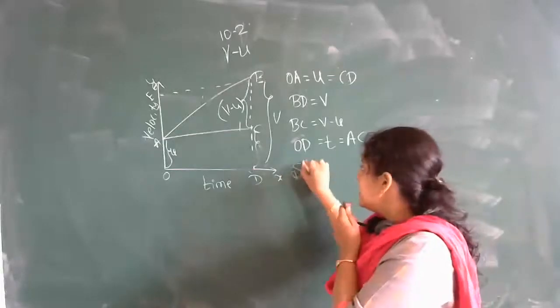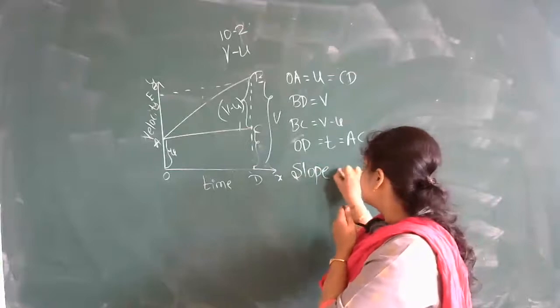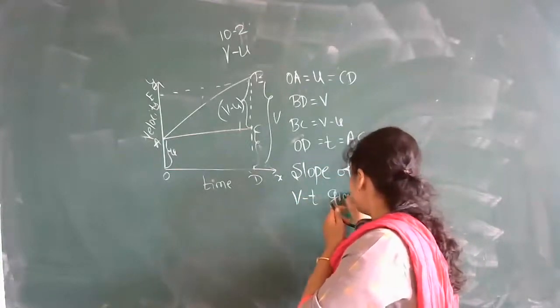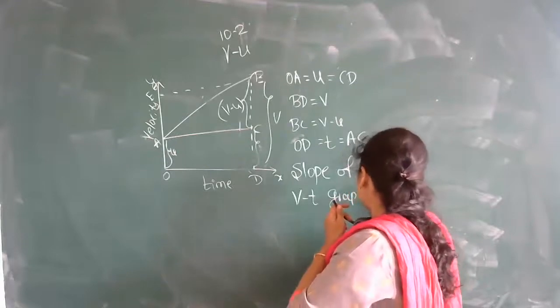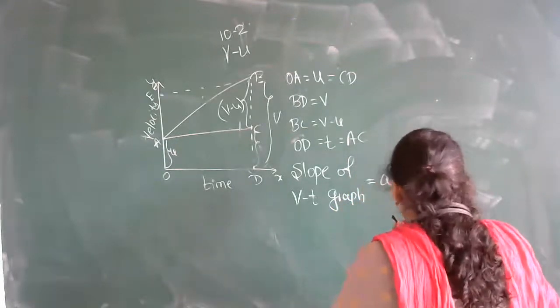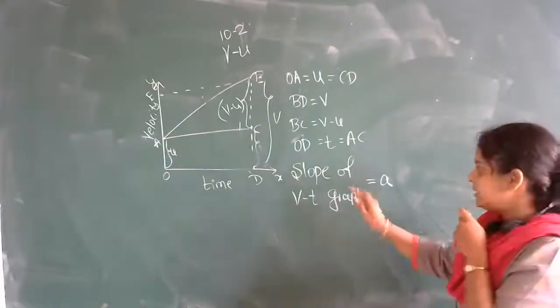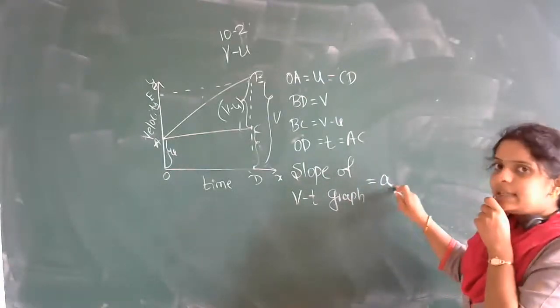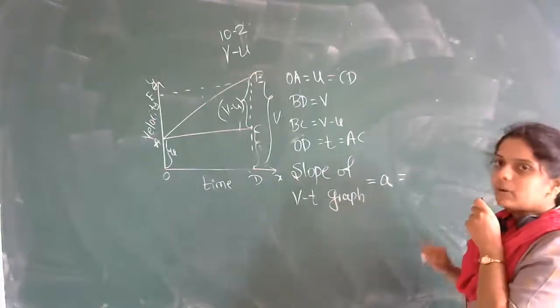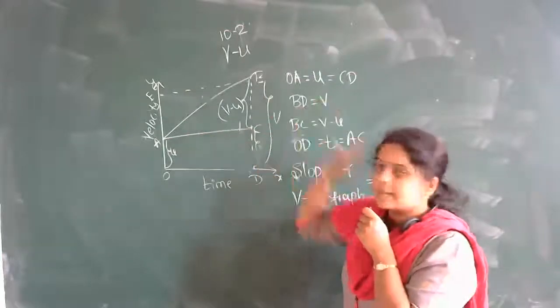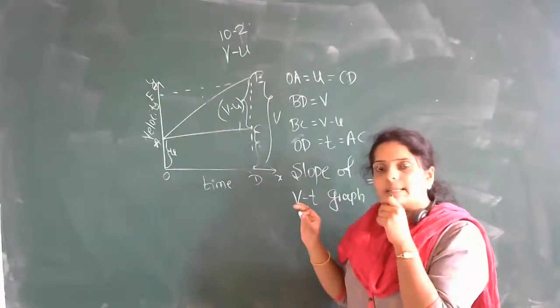Okay. So, here, slope of the VT graph. Slope of the VT graph is equal to acceleration. This we have seen already in the previous classes. Slope of the velocity-time graph will give you the acceleration of the body. So slope of the VT graph, so slope of this expression, how will you write slope?